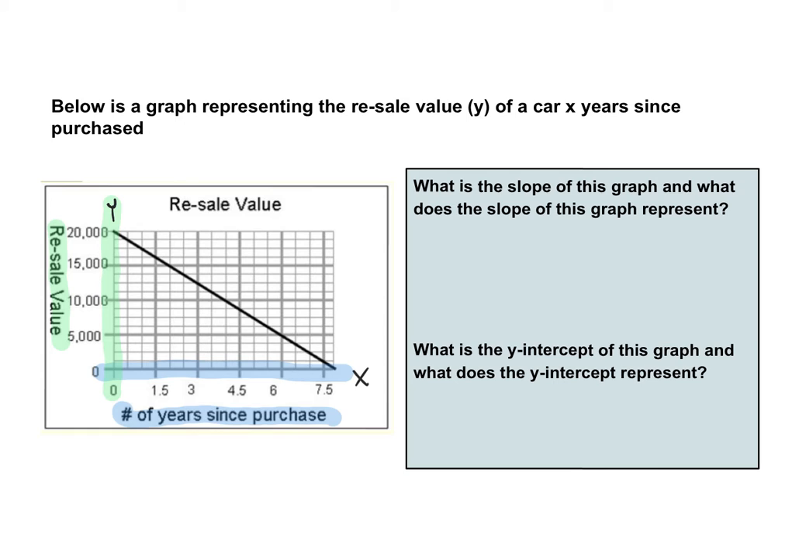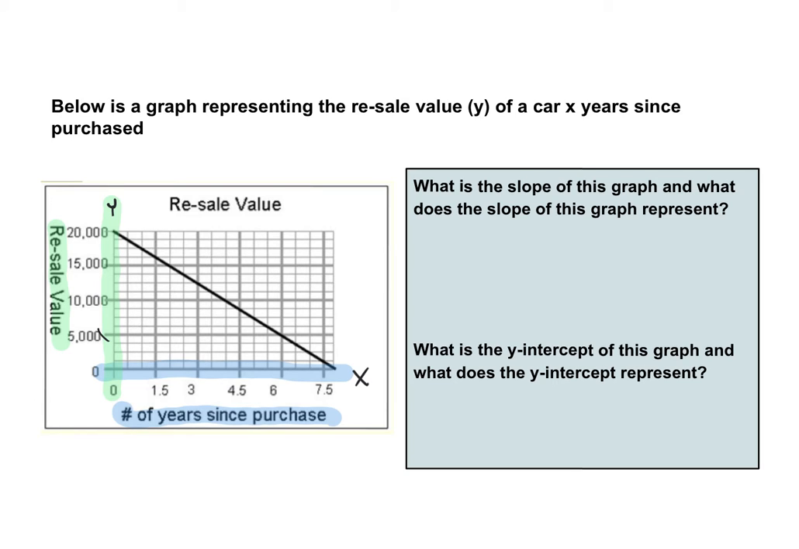And what we can notice is that as our years increase, our y values are decreasing. So as our x's increase, our y values are decreasing. And from that, we know that we are working with a negative slope.